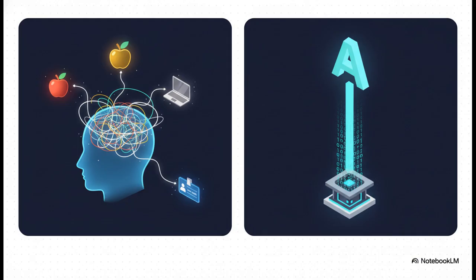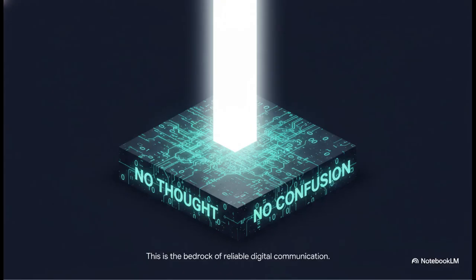But look at the machine side. The symbol, that binary code 01000001, has a direct, absolute, one-to-one link to its referent, the character A. There is no thought. There is no context. And that is the secret. That is why all of this works so perfectly. No thought, no context, no confusion. This absolute precision is the bedrock upon which all reliable digital communication is built. It guarantees that when one machine sends a message, the receiving machine understands it exactly as intended every single time.